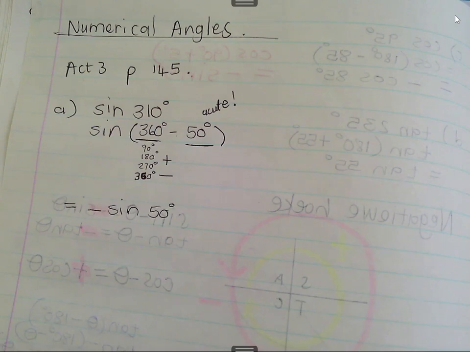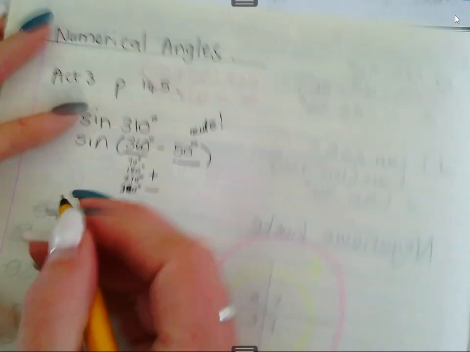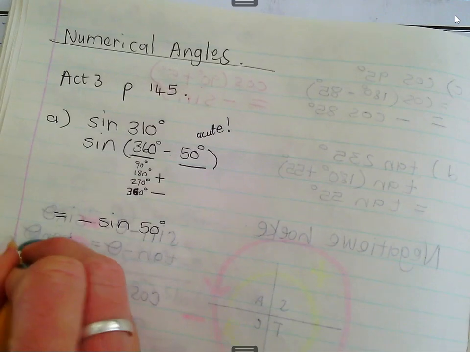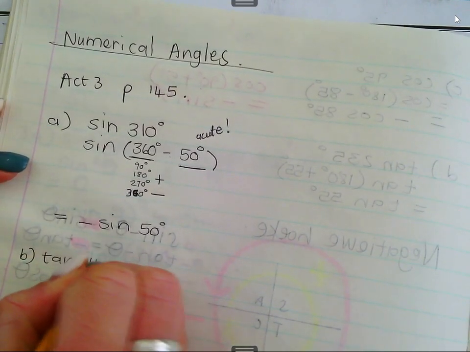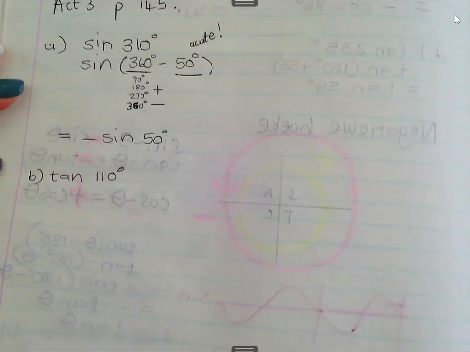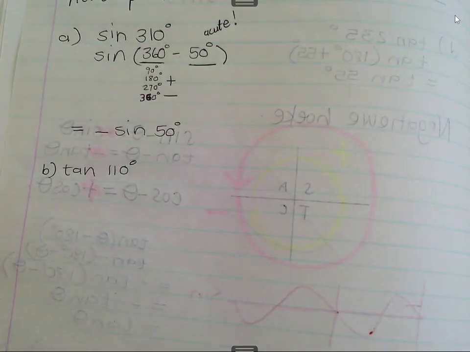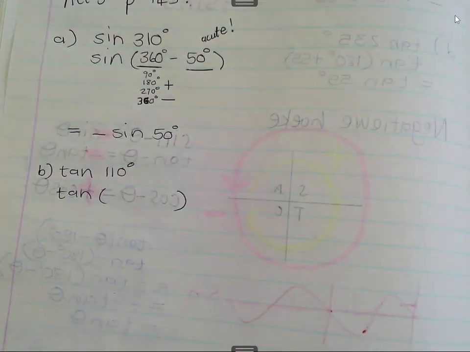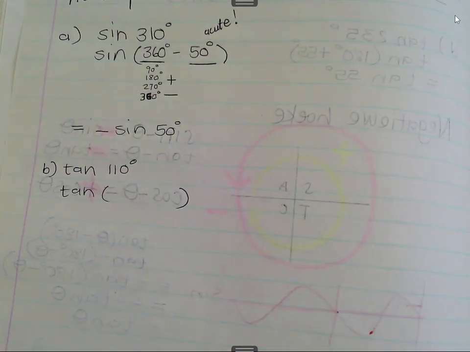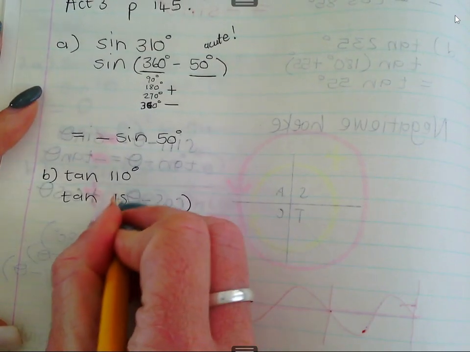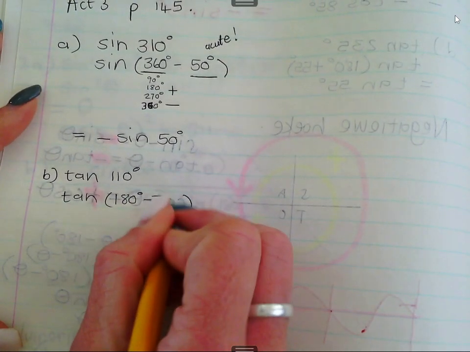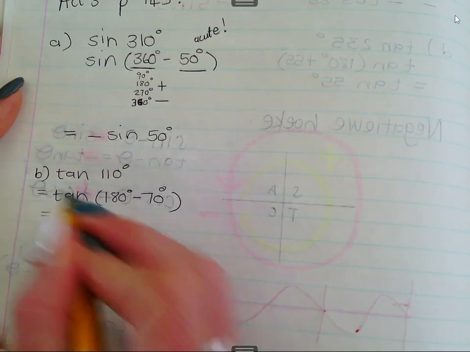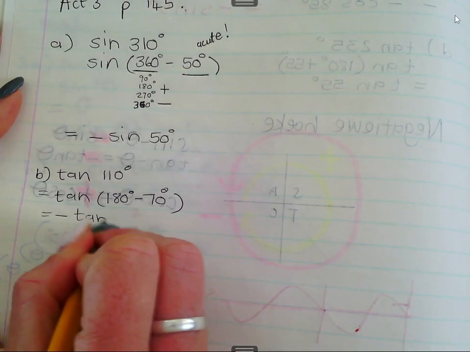Okay, next one is B, tan 110. Now you guys remember we in any case only use co-functions with sin and cos, right? Not with tan. What's going to be inside the bracket? 180 degrees minus 70. What is tan in the second quadrant? Negative tan 70 degrees.